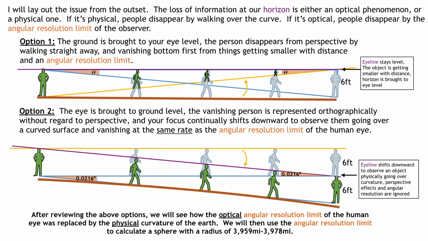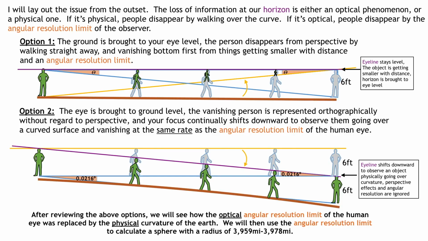So just to lay out the issues, again, the loss of information at our horizon is either an optical or physical phenomenon. If it's physical, people disappear by walking over the curve. If it's optical, people disappear by the angular resolution limit of the observer. So option 1, the ground is brought to eye level. The person walks straight away and disappears bottom first from things getting smaller with distance and an angular resolution limit.